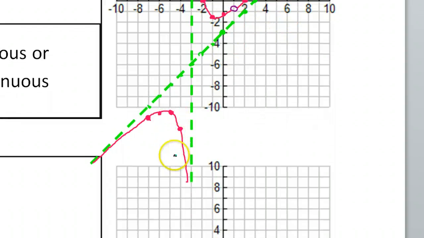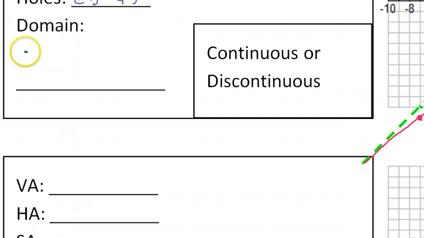Alright, so first of all, the domain of this lower branch. Remember, we're doing x values, so we're thinking left to right. So this graph goes to negative infinity as we go to the left. But as we go to the right, it stops here at the vertical asymptote, which is negative 3. So the domain for this part of the graph is negative infinity to negative 3. So let's go ahead and record that. So we're going to have negative infinity to negative 3 union.